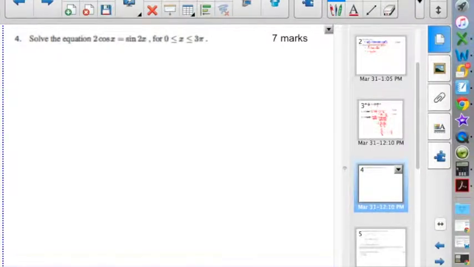Alright, so here we have the problem. Just had 7 minutes to solve it. Solve 2 cosine x equals sine of 2x for 0 is less than or equal to x and less than or equal to 3 pi.